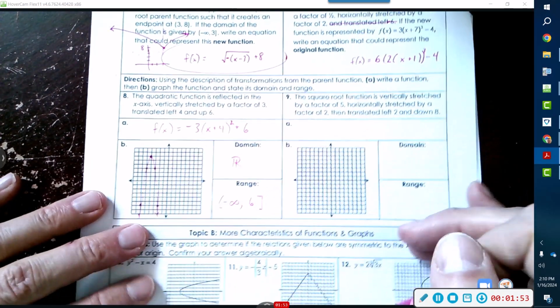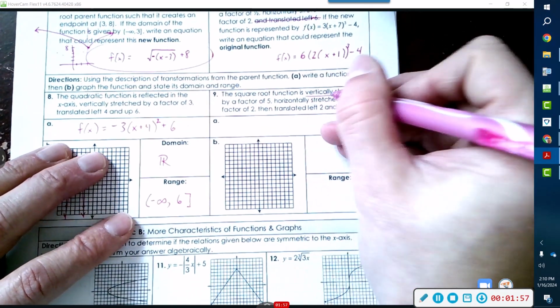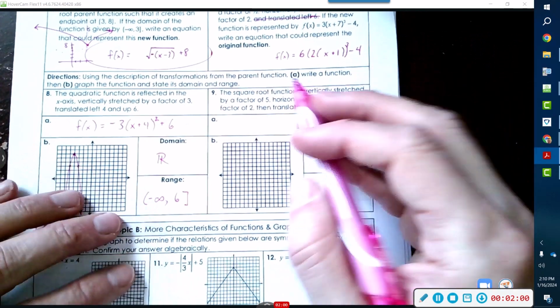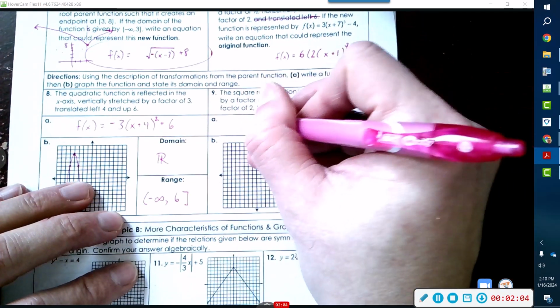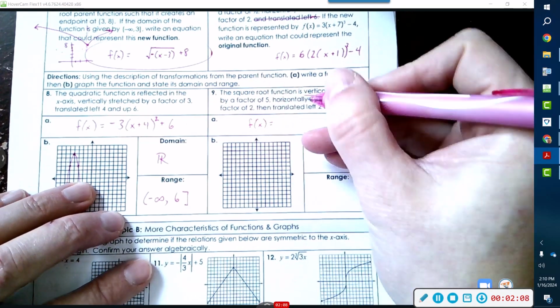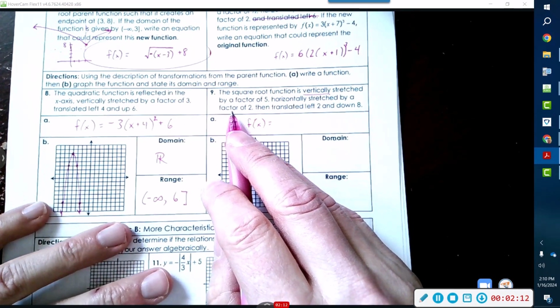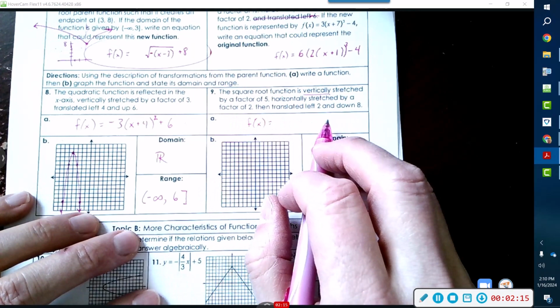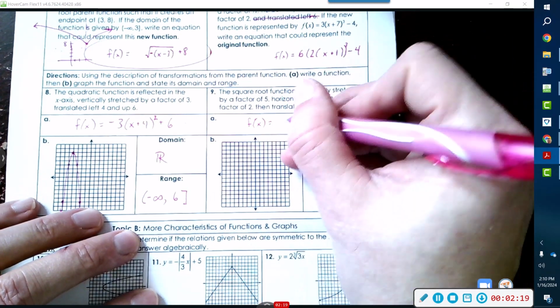Okay. Now here we got the square root function is vertically, good. I always like vertical. Horizontal is a pain in the neck. The square root function is vertically stretched by a factor of 5. Okay, so let's go ahead and go f of x equals. We got, and then it's horizontally stretched by a factor of 2. That's not fair. Then translated left 2, down 8. Okay, so left 2, down 8. So we got this guy.